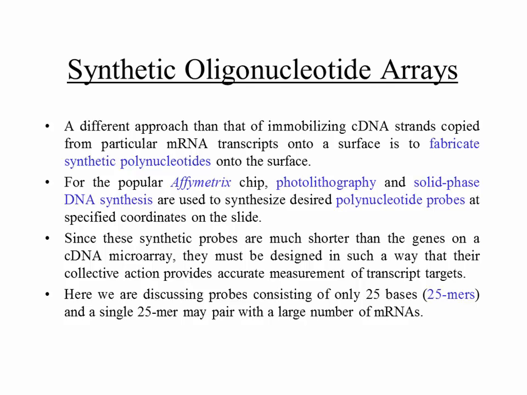Here we are discussing probes consisting of only 25 bases, right? 25 mers. Somebody asked me about mers, okay? Monomer means one base, okay? Dimer is 2 and so on, trimer, tetramer, right? Pentamer and so on. So these are 25 mers, okay? And a single 25 mer may pair with a large number of messenger RNAs, right? I mean, because there might be many messenger RNAs that have that sequence in them, right?